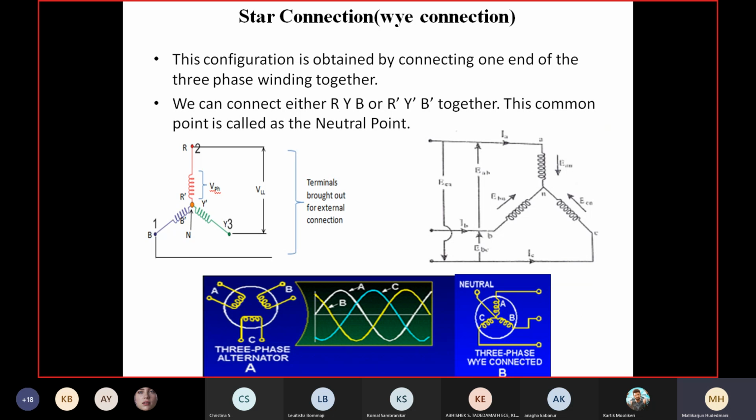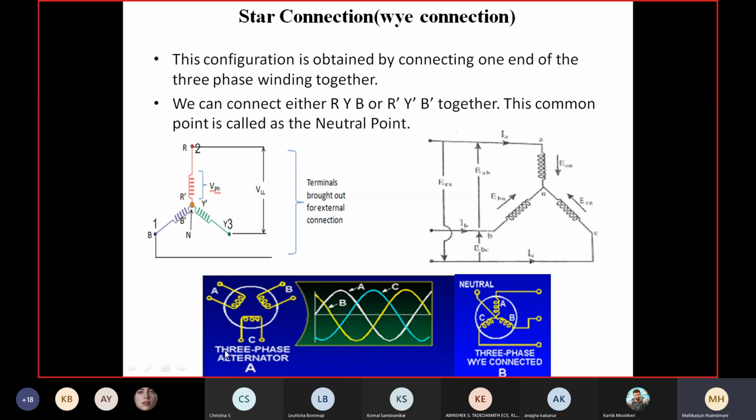To have it dealt properly, let us start our understanding. Star connection of three-phase AC system is formed by suitable interconnection of the three-phase windings. I have picked the same image you can see. Three windings are connected in such a way. Suppose I consider the A group: it has a start and an end. B also has a start and an end. C also has a start and an end.